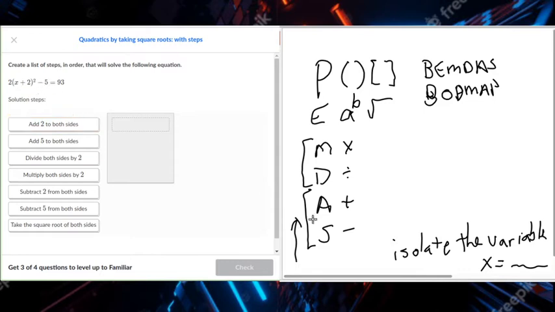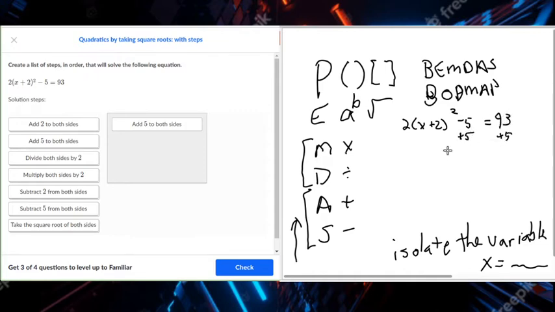So our first thing down here is add and subtract. So we're going to add or subtract this 5. It's subtracting 5, so we have to add a 5. So here we go. That's our first step. Add 5 to both sides. So I'm going to put this over here. 2 times x plus 2 quantity squared minus 5 is equal to 93. And we're going to add 5 to both sides. And that's going to give us 2 times x plus 2 quantity squared is equal to 98.